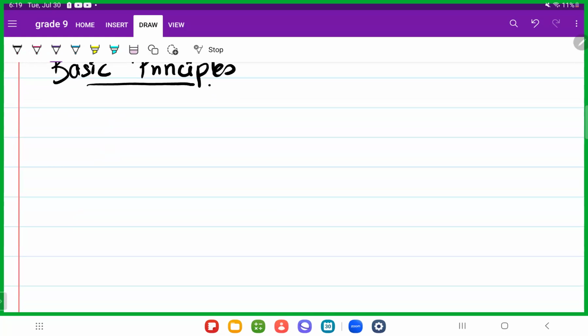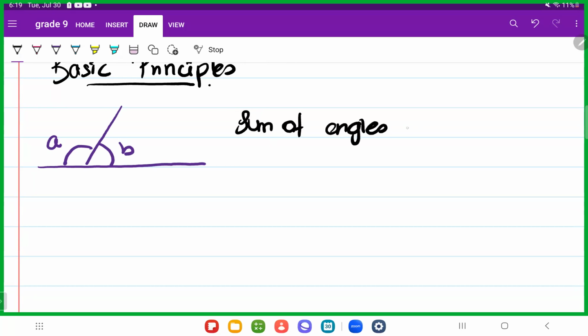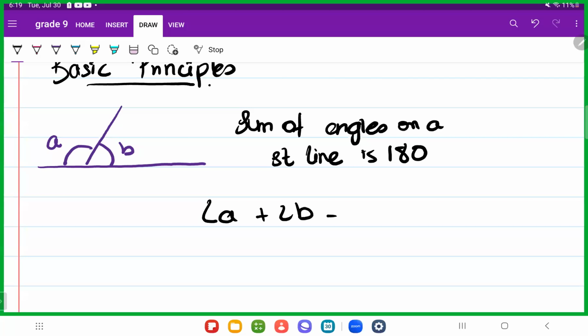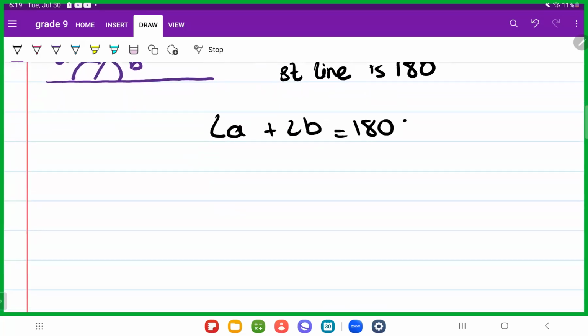First of all, I want you to understand, this is my straight line and these are my angles. So this is angle A and this is angle B. I want you to remember that the sum of angles on a straight line is 180. Miss, this was the last topic that we did before our school year ended. Yes, it's 180. That means angle A plus angle B is equal to 180 degrees. This is property number 1.